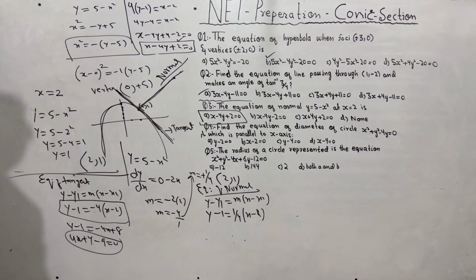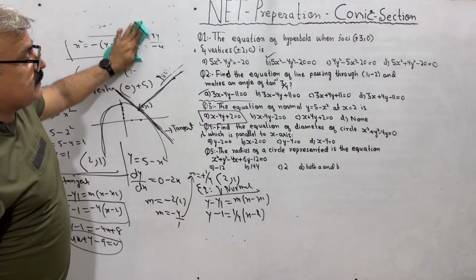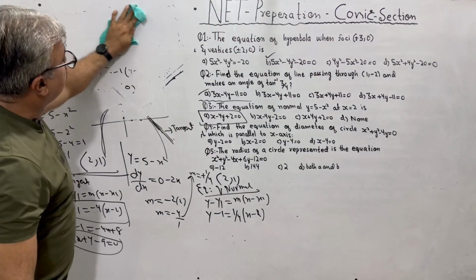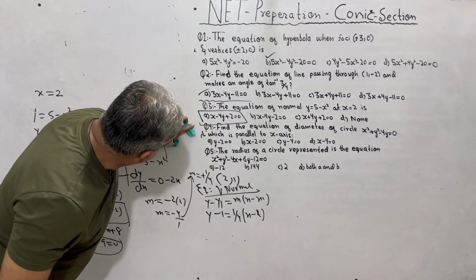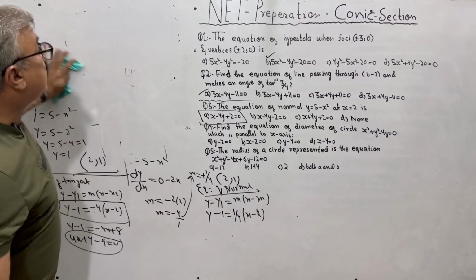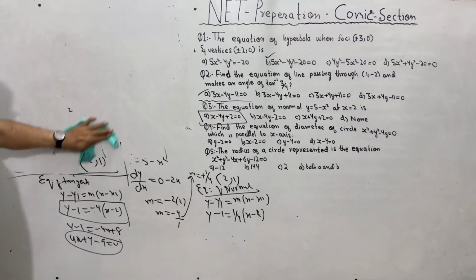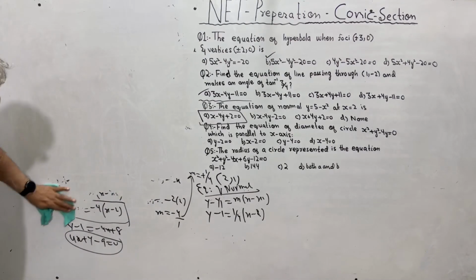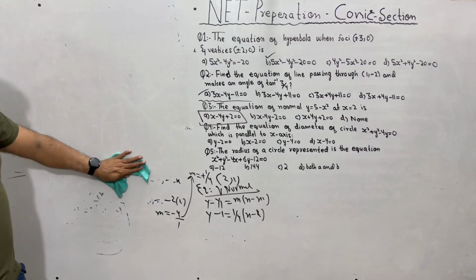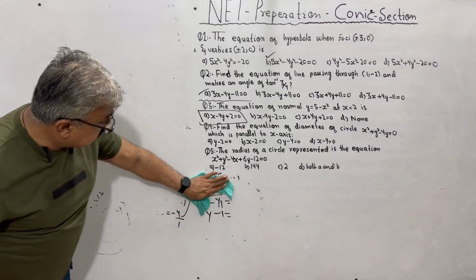Okay, moving towards question number 4. Find the equation of the diameter of the circle x square plus y square minus 4y, which is parallel to the x-axis. When a line is parallel to the x-axis or parallel to the y-axis, what will be their slopes, or how do we find their equation?